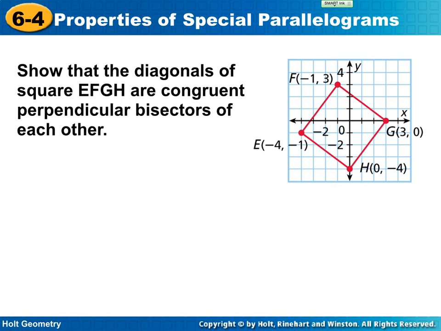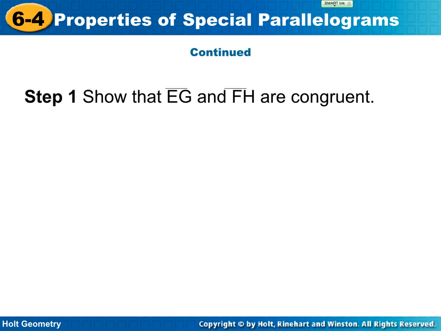And then the bisector. Now there's different ways to do that. You could find how long and cut them in half, but actually kind of a neat way is if we find the midpoint of each diagonal, find where each one's bisected. If each diagonal has the same midpoint, that would show that that common intersection point is where they bisect. So let's go through the steps.